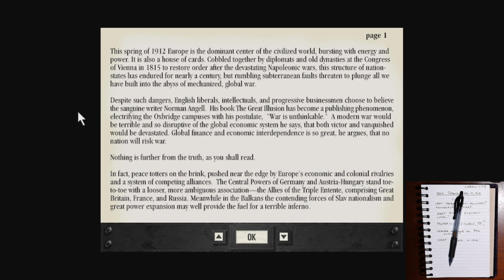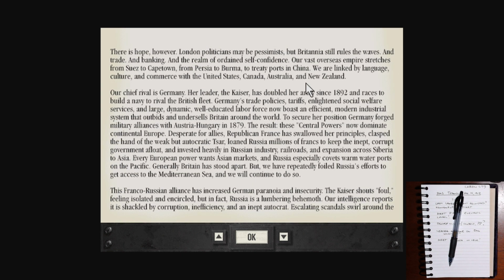In fact, peace totters on the brink, pushed near the edge by Europe's economic and colonial rivalries and a system of competing alliances. The Central Powers of Germany and Austria-Hungary stand toe-to-toe with a looser, more ambiguous association, the allies of the Triple Entente, comprising Great Britain, France, and Russia. Meanwhile, in the Balkans, the contending forces of Slav nationalism and great power expansion may well provide the fuel for a terrible inferno, which, if you'll remember, the assassination of Archduke Ferdinand is what kicked off World War I, the act kind of that ignited all the flames that they're describing here.